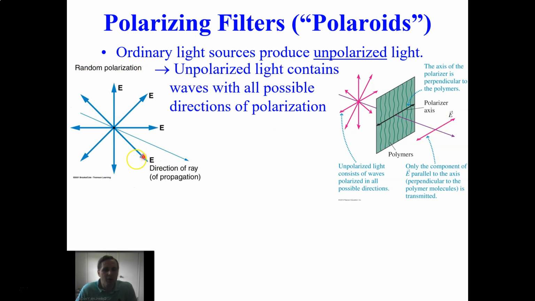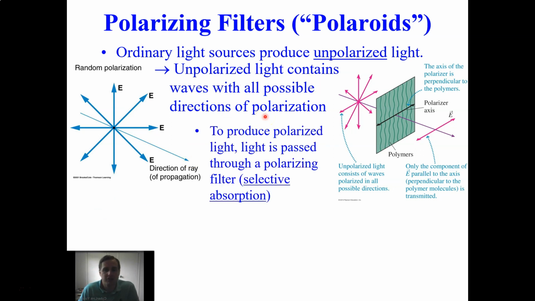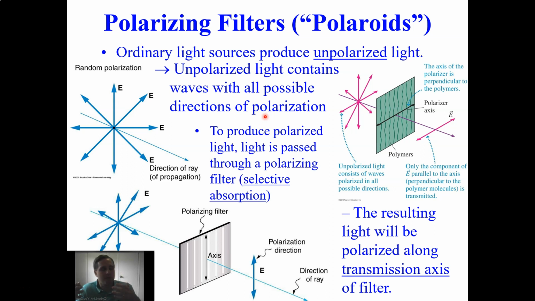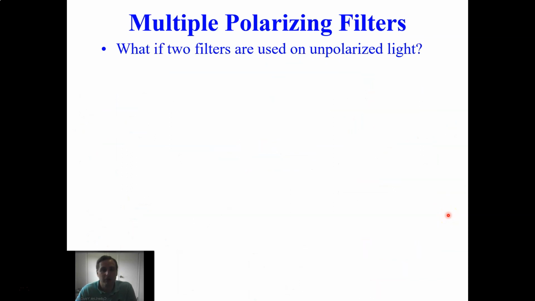So again, here's some random polarization, and here's the direction of some ray propagation coming out of the screen towards you. Unpolarized light contains waves with all possible directions of polarization. And again, this could be from some lamp or something where the molecules are bouncing around every which way and accelerating. And when you take that light that's moving along a certain direction and run it through a polarizing filter, notice the direction of polarization is aligned with the direction of the polarizing filter. So the resulting light will be polarized along what we call the transmission axis of that polarizing filter.